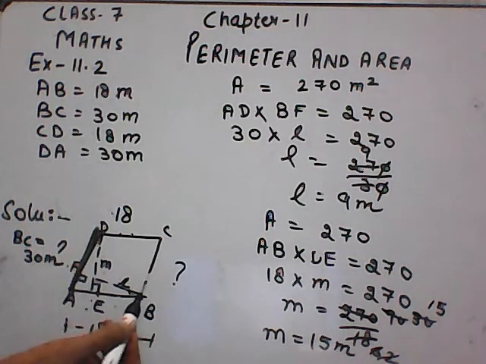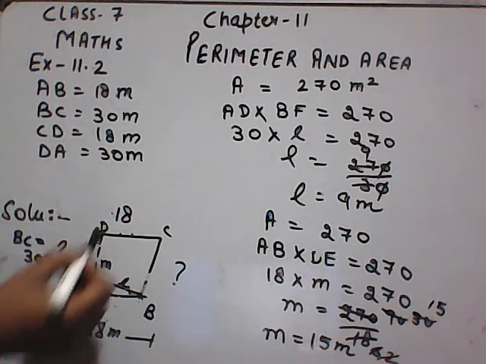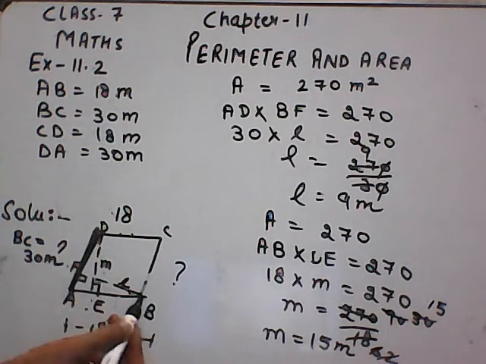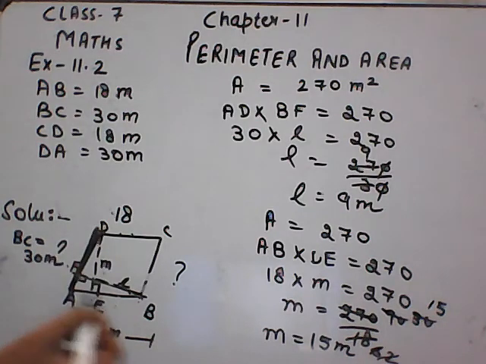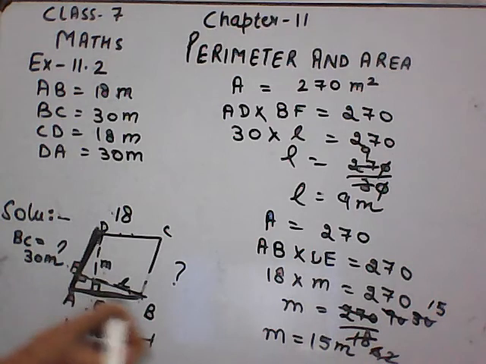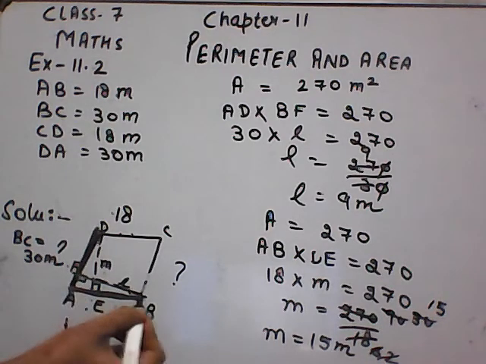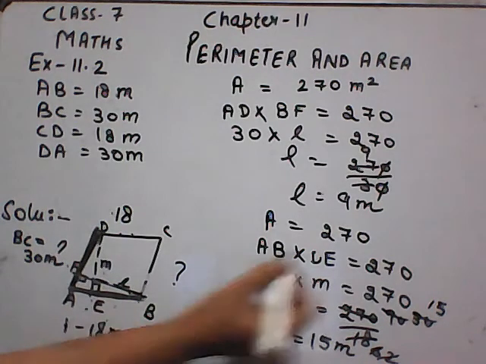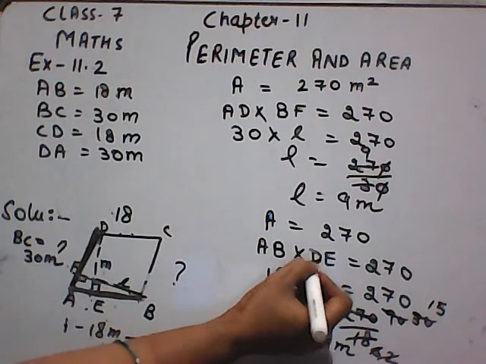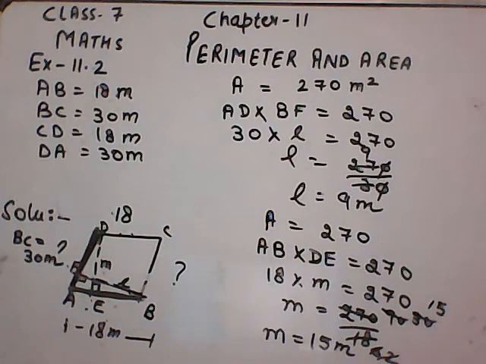Here, if we take AD as the base of this parallelogram, then height is BF. If we take AB as the base of this parallelogram, then the altitude of this base is DE. In this way, area of a parallelogram is base multiplied by corresponding height. In this way, you can solve questions related to area of triangle and area of the parallelogram. Thank you.